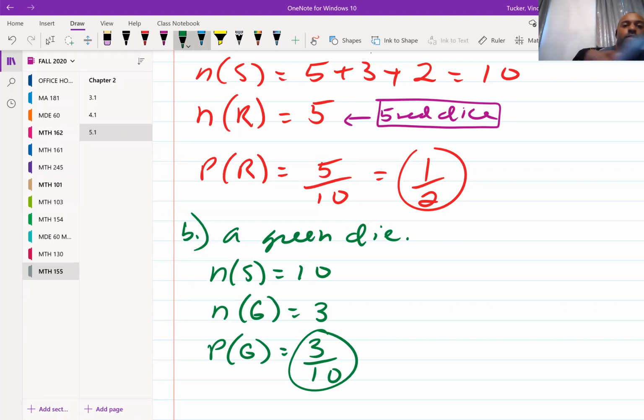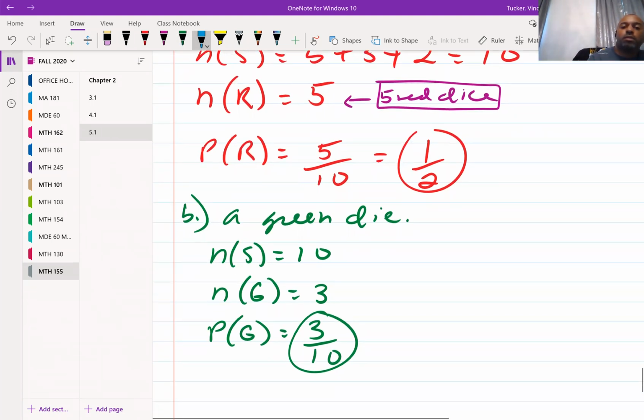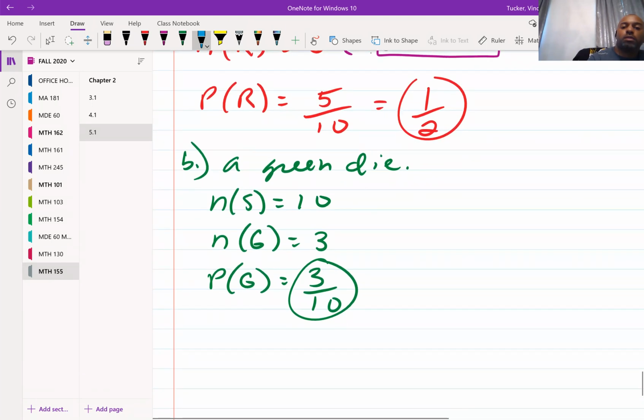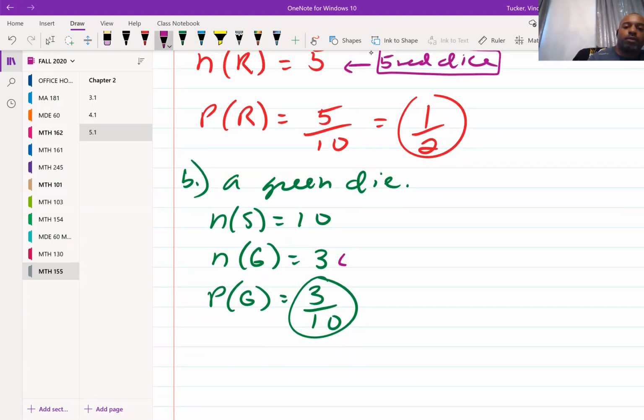Any problems? And just like before, that's the number. We've got three green dice. So that's where we got that 3 from.